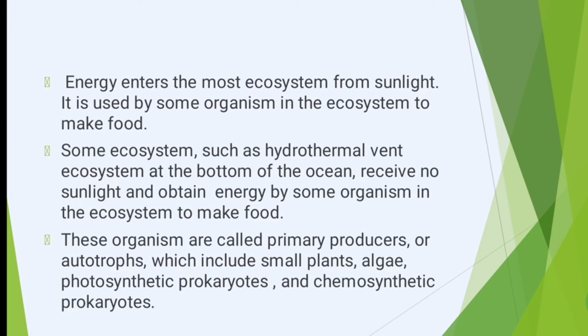Energy enters most ecosystems from sunlight. It is used by some organisms in the ecosystem to make food. Some ecosystems, such as the hydrothermal vent ecosystem at the bottom of the ocean, receive no sunlight and obtain energy by chemical reactions, which some organisms use to make food. These organisms are called primary producers or autotrophs, which include small plants, algae, photosynthetic prokaryotes, and chemosynthetic prokaryotes.